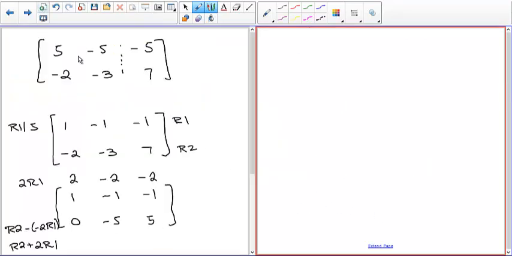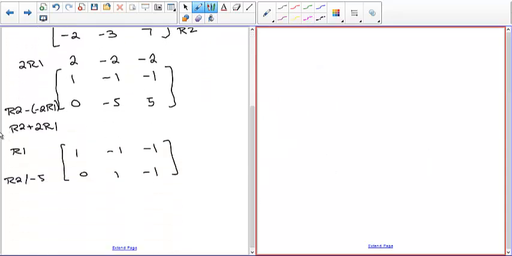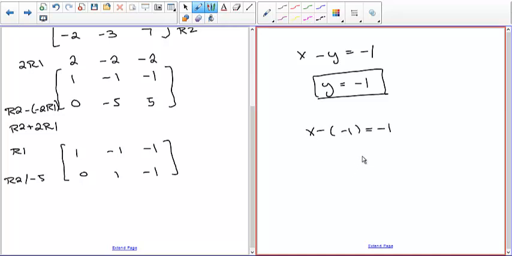Okay, so using back substitution, what we can say is we can rewrite these as equations, which says x minus y equals -1, and this one says 1y equals -1. So there's one solution, y equals -1. Then I can plug that back in here. So I got x minus a -1, which is x plus 1. Subtract 1 from both sides, you get x equals -2. Okay, so that's my solution to these equations using back substitution.